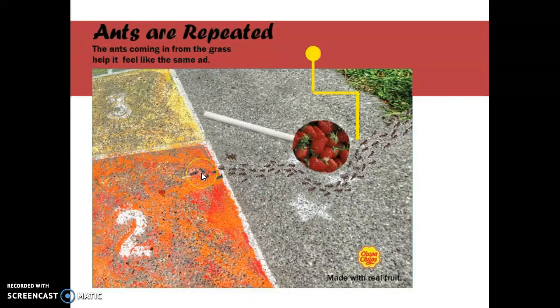I also want to point out that the ants are actually repeated in this design. They are coming from the grass onto the sidewalk and walking around the sucker. I think making it feel like the sucker is desirable and that people want to eat it type of thing.